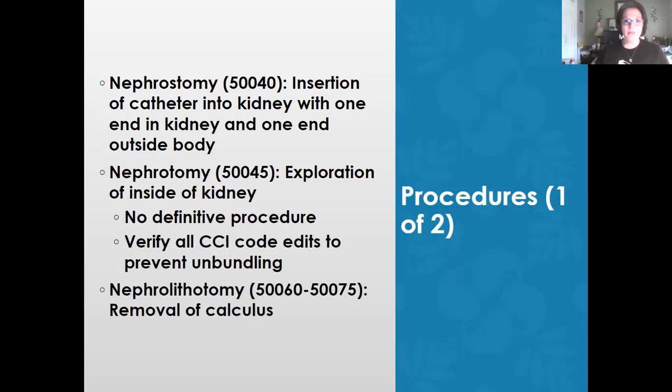Nephrostomy 50040, insertion of a catheter into the kidney with one end in kidney and one end outside the body. Nephrotomy 50045, exploration of inside of a kidney. No definitive procedure. Verify all CCI code edits to prevent unbundling.